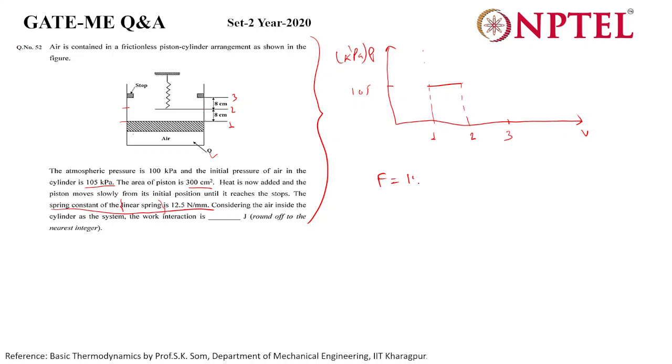12.5 into 80 Newton. How much would it be? 1000, I think. So this much force it is giving, and we know the area. So pressure we can easily find. P average, how much would be the pressure? 1000 by 300, and in kilopascal we will be doing, so into 10 to the power 4 by 10 to the power 3. So how much is it coming?